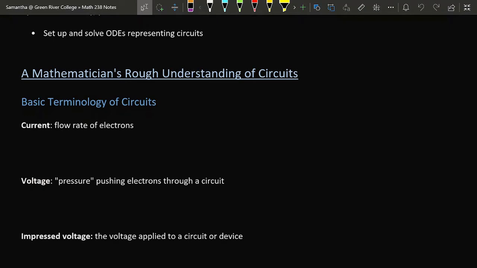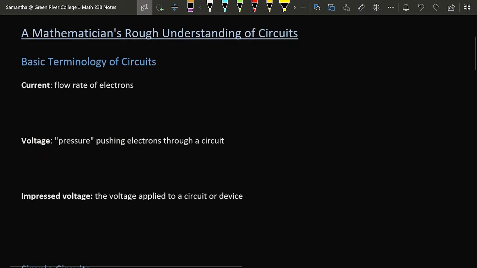So in a circuit, electrons are quote-unquote flowing through the circuitry. You can argue with me about flow of electrons versus flow of electron holes. I don't want to get into that. Now, I think about electrons flowing through a circuit as being akin to maybe water flowing or the flow of traffic. Voltage refers to the quote-unquote pressure that pushes the electrons through a circuit. And impressed voltage refers to the voltage that's applied, the pressure that is applied to a circuit or a device, for example, from a battery.